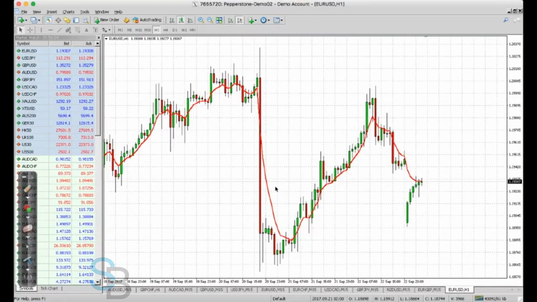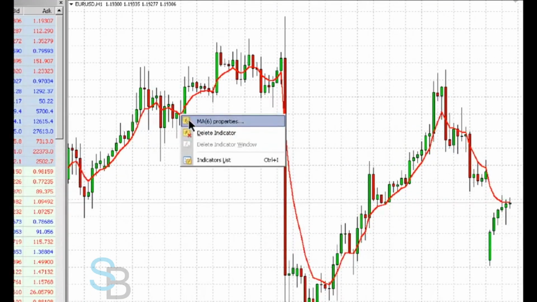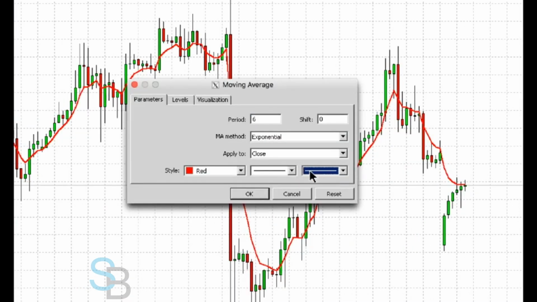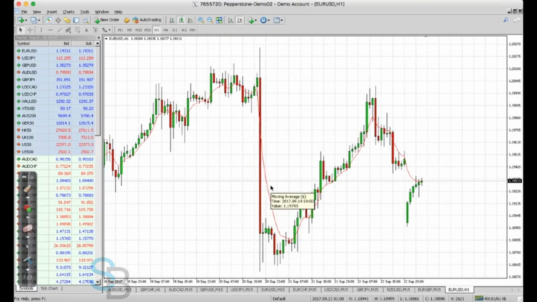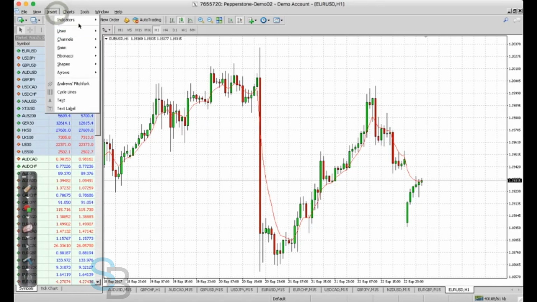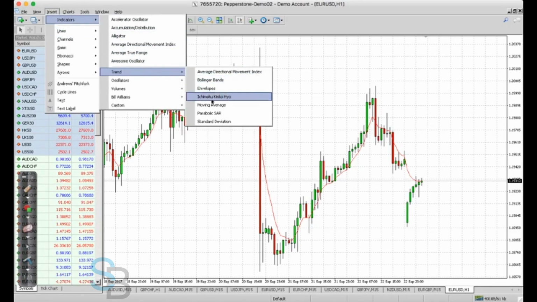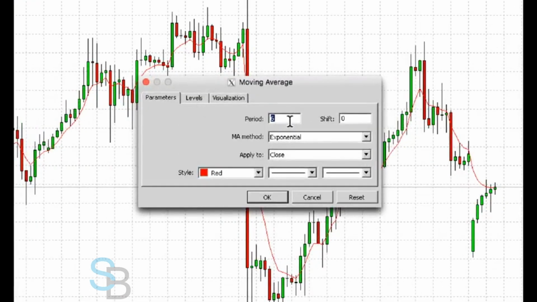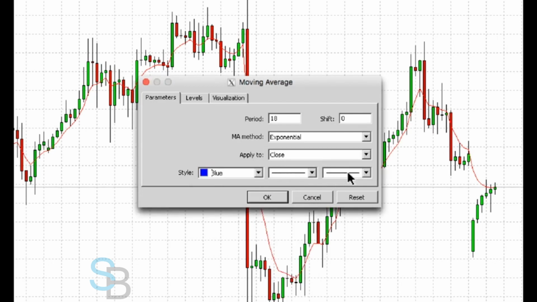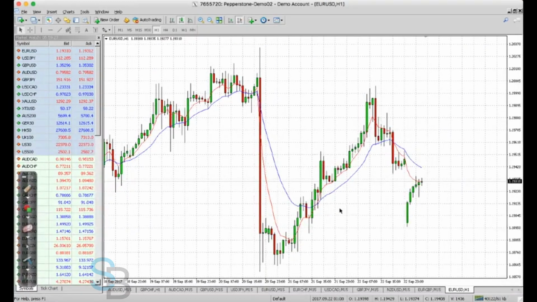Boom, there we go. All right, it's a bit thick. Let me change the shape. I'm going to right click and go to properties. I want a thin line, right? Thin line for the 6. There we go, thin line, great. Again, I'm going to insert indicators, trend, moving average. Next one, 18 EMA, blue, thin line. Okay, there we go. So that's our 6 and 18 EMA.